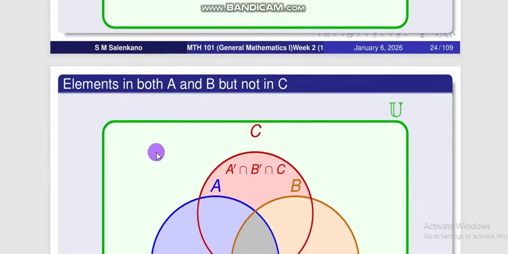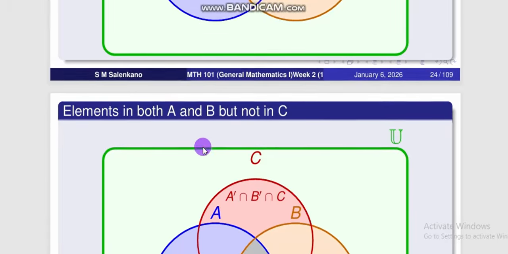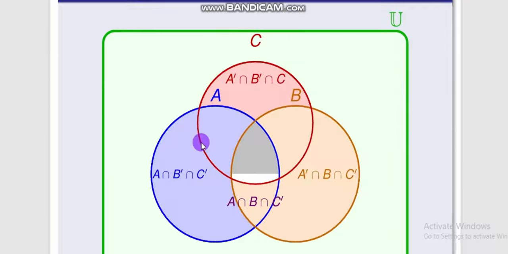Then what if we want to find elements in both A and B but not in C? Which region? Elements in A and B but not in C. You see, this is the region, right? This region is part of A. It is part of B but it's not part of C. You see, C stopped here. So in this region, you put elements that are in A, they are in B but not in C. This is why we put C complement, right?